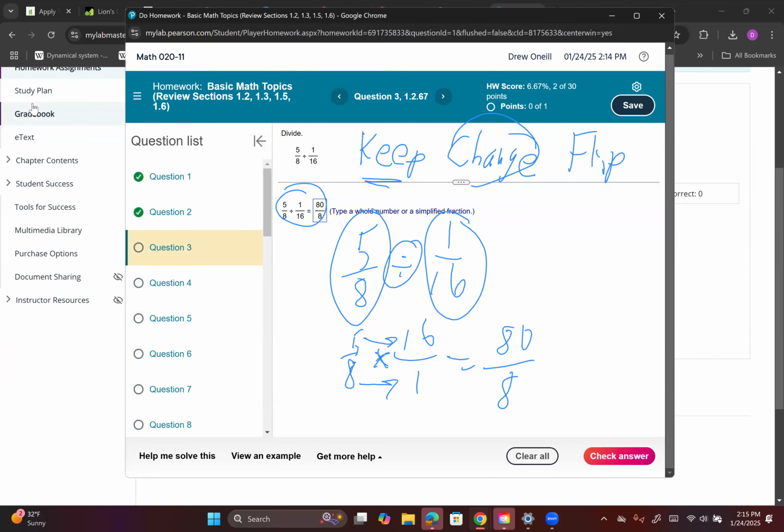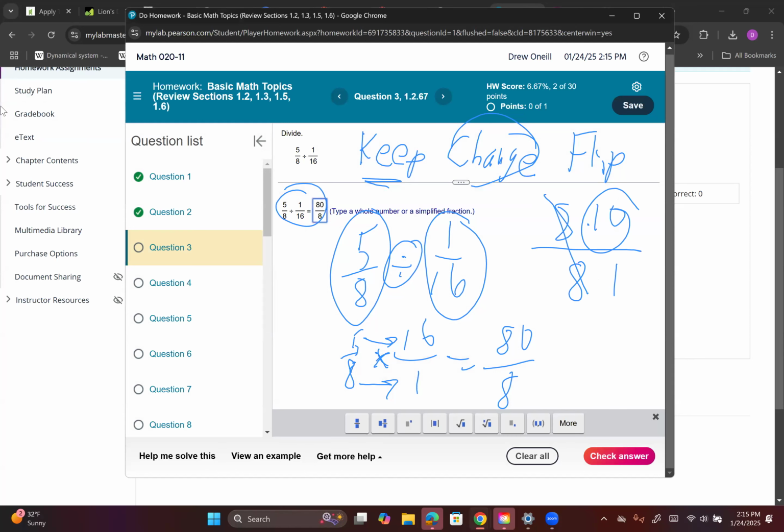Why? We could break this down, right? We could just write this as a prime factorization tree. No need. 80, we know 80 is 8 times 10. Now, I don't have to break it down further because I have an 8 here. And the 8's cancel. And I'm left with 10/1, which is really just 10. So the answer for this one is 10.